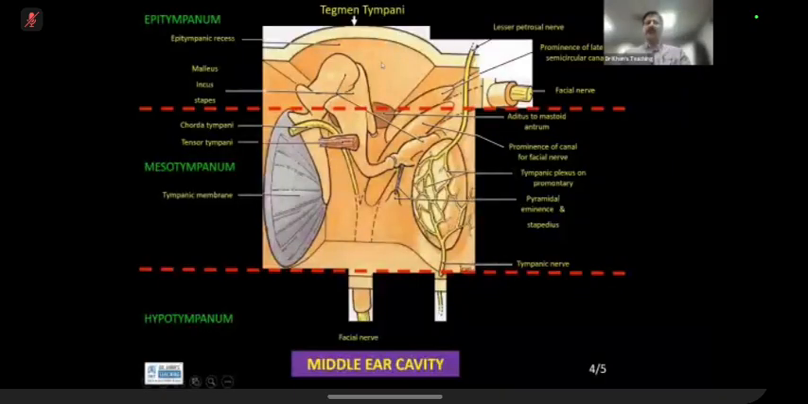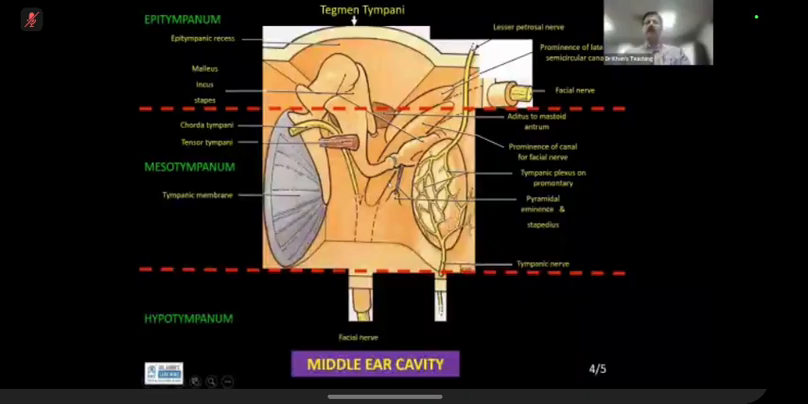Now concentrate on the posterior wall. So we are looking at the posterior wall. There is a hole here. This hole is the aditus ad antrum, and on the other side of the hole will be the mastoid antrum.